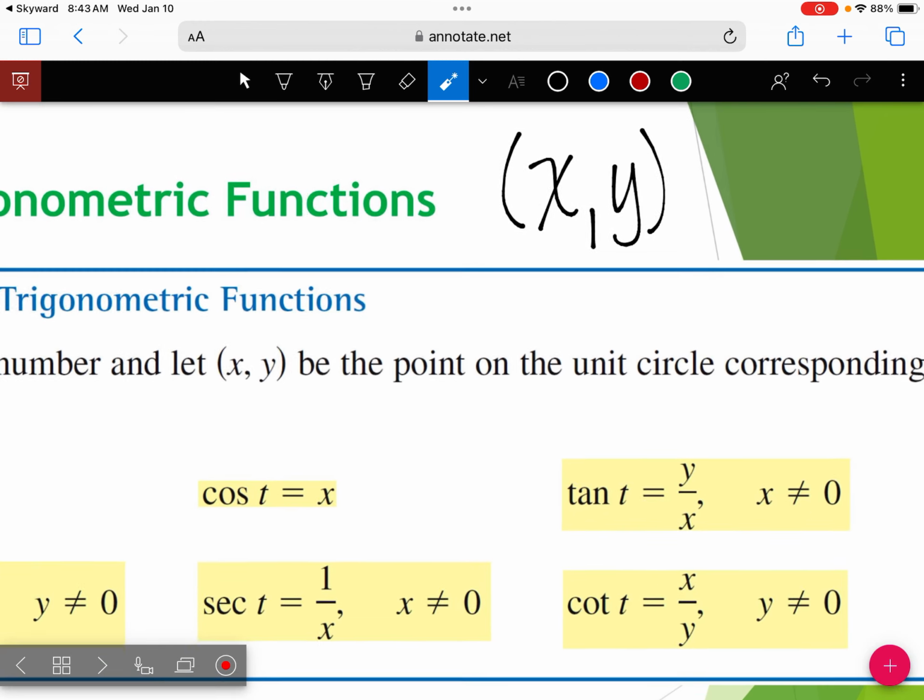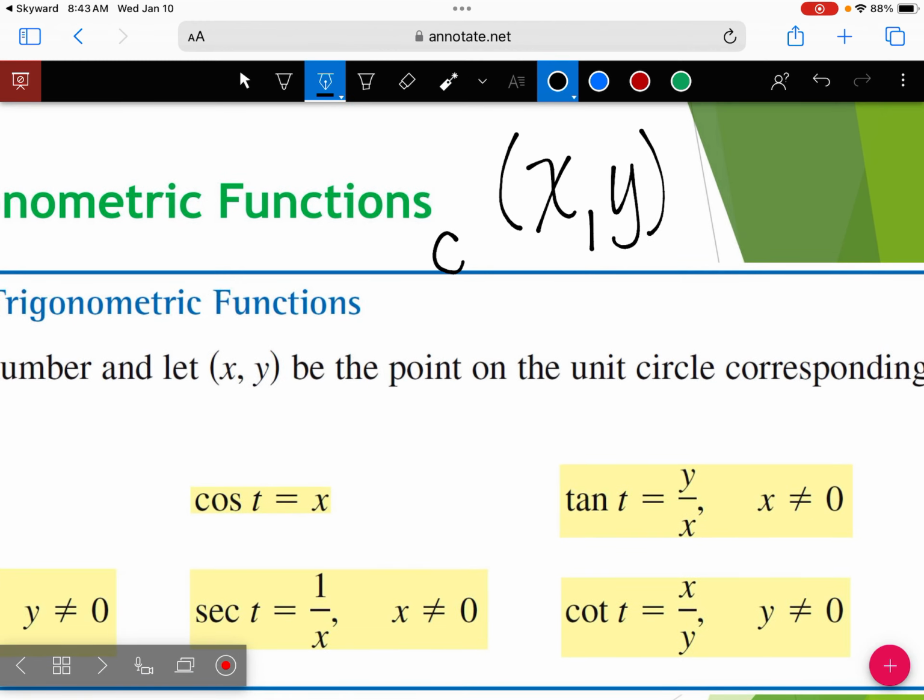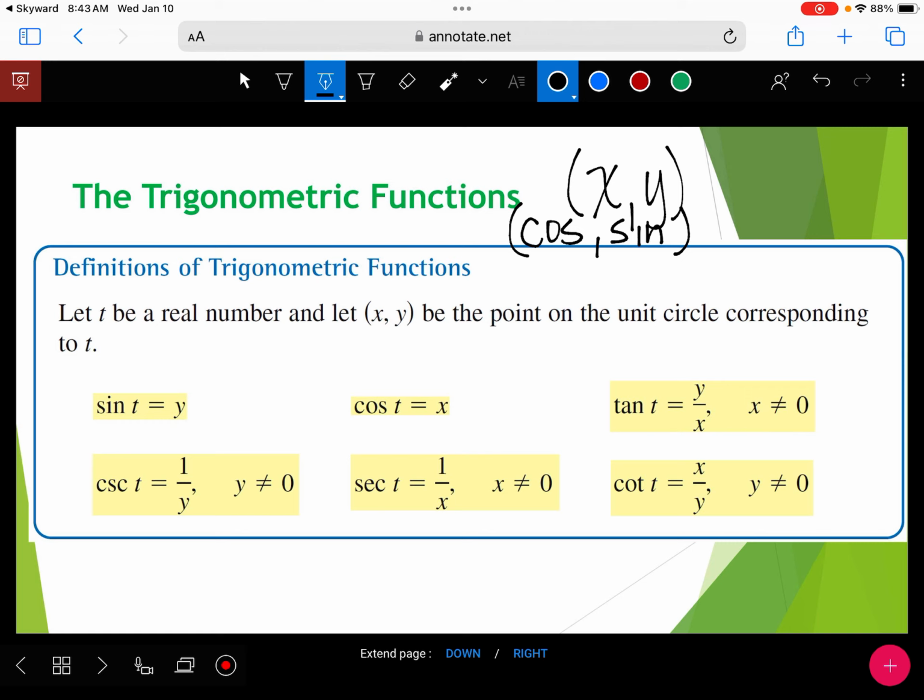The way I remember this, all of the points around the unit circle, cosine, sine, I remember that because C comes before S in the alphabet. So the first number in our coordinate point is always cosine. And the second number is sine, okay? So that's these two. So these two, we don't need to do anything but look directly at our unit circle, okay? Tangent is a quotient property, meaning that we have to do division.